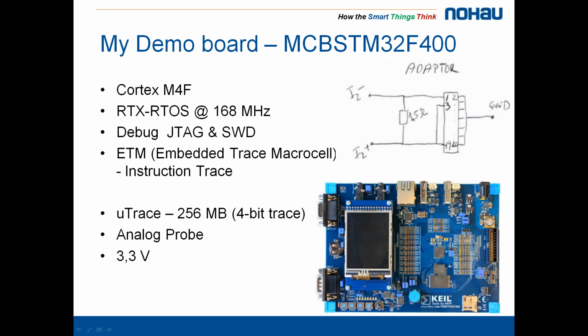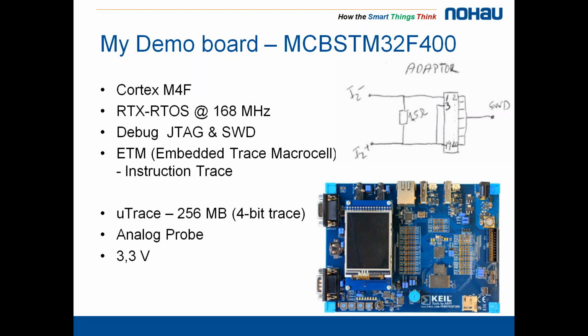So for today, I'm using an eval board, the MCB STM32F400. So this is a Cortex M4 with a floating point unit. On top of it, I have an RTOS from ARM, which is called RTX. I have both debug and instruction trace available. So since I'm using the Cortex M, I have the ARM IP block, which is called Embedded Trace Macrocell, which is creating the program flow or the instruction trace for me.